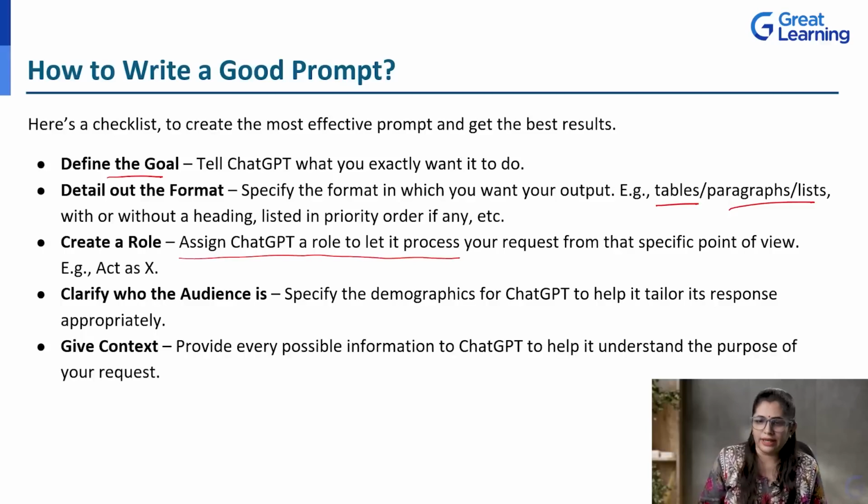Next is giving context. Basically, you are giving every possible additional piece of information to ChatGPT in your prompt so that the purpose of your request is clarified and the response it generates is what you want.